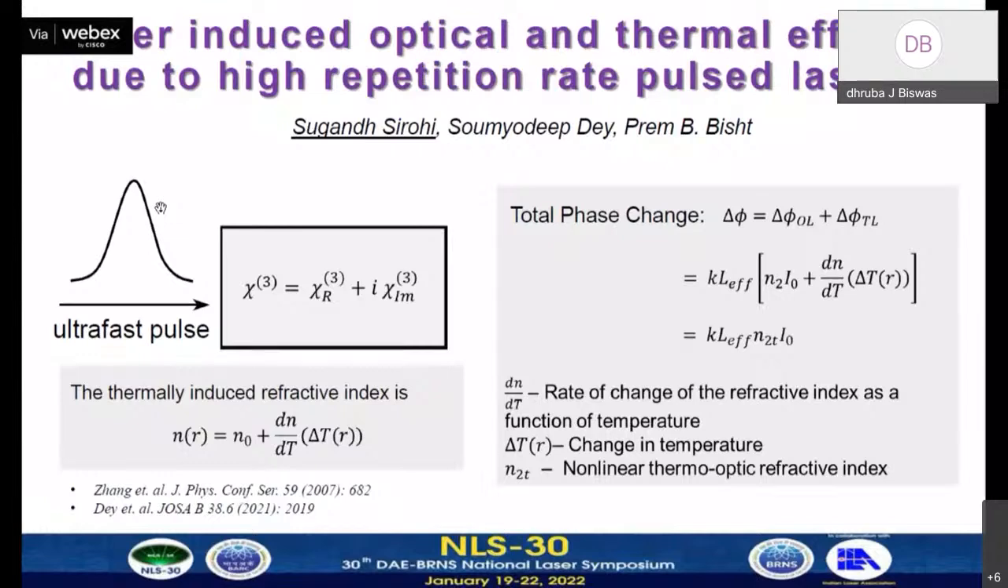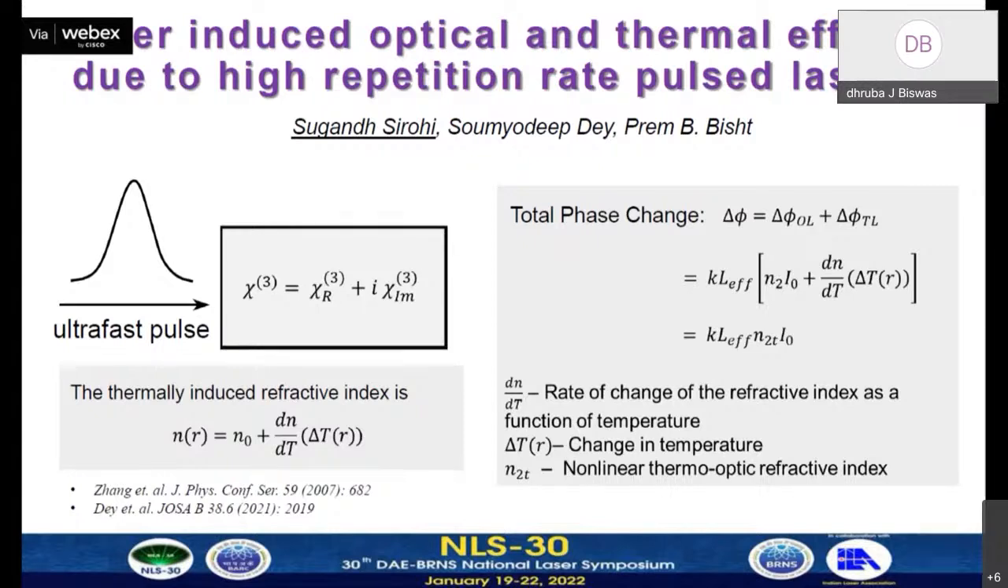Good afternoon, everyone. My name is Sugandha Siroi, and I am currently pursuing my PhD at IIT Madras. Today, I will talk about my work on laser-induced optical and thermal effects due to a high repetition rate pulse laser. When an ultrafast pulse interacts with a nonlinear material, then due to the self-phase modulation effect, the phase of the beam changes. However, if we use a high repetition rate pulse laser, then apart from the nonlinear optical effect, thermal effects also come into play, and they change the refractive index of the material as shown in the slide, which also leads to a change in the phase of the beam.